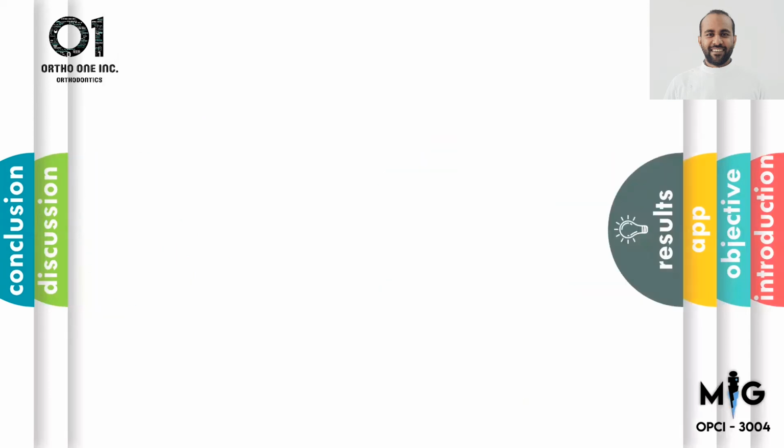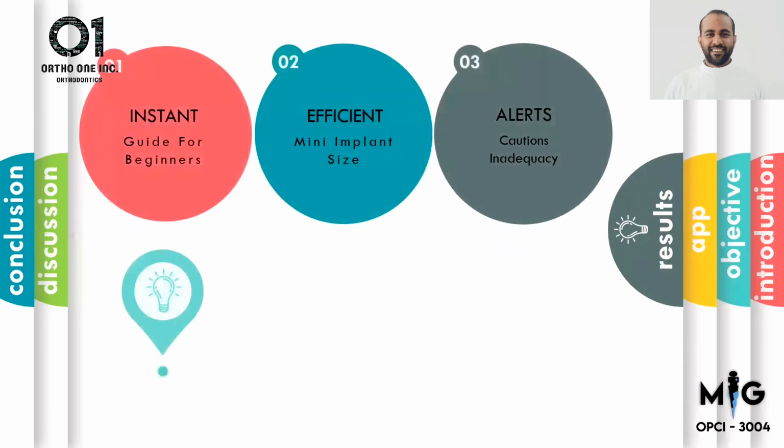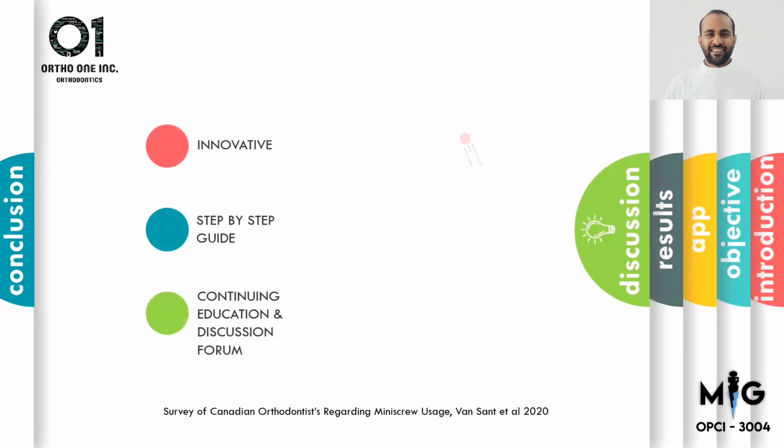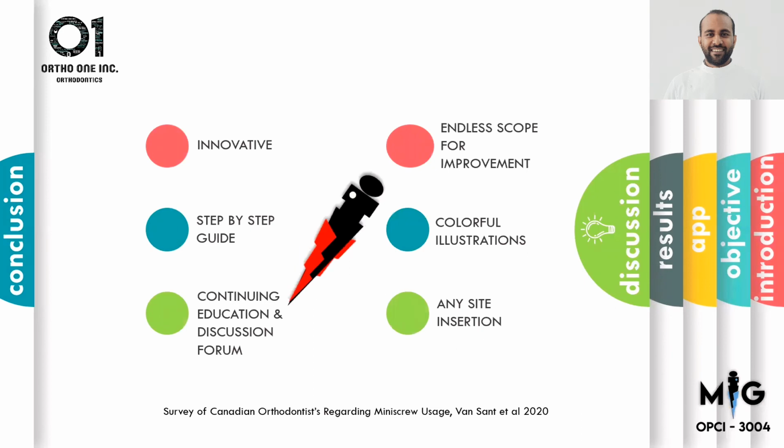So what did I achieve? This app provides an instant guide for any user, and it is a very comprehensive guide. Secondly, it is efficient in determining the diameter and the size of the implant for any site. Apart from this, it also alerts and cautions any user if there is any unfavorable site or if the site is not adequate. This is a one-of-a-kind app, and it is innovative, and it helps a user as a step-by-step guide. Apart from that, there is a possibility of using this app for continuing education.